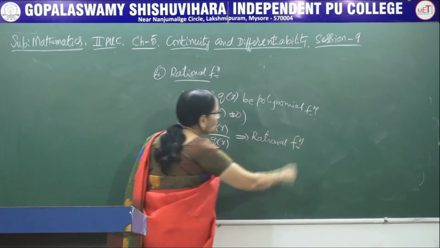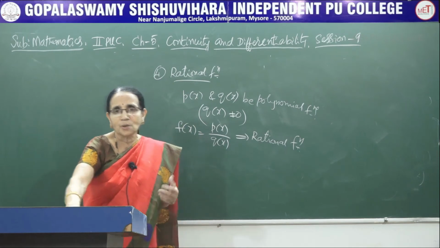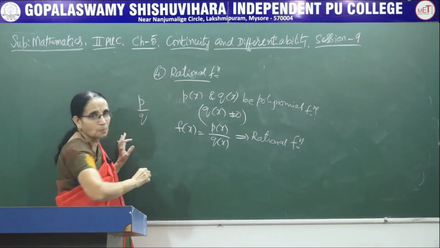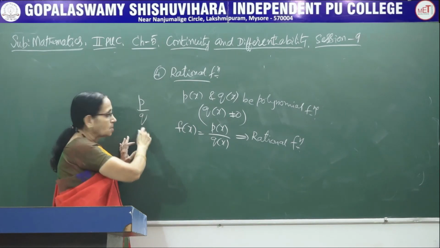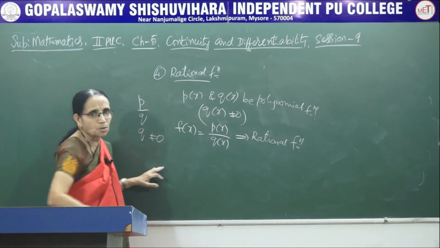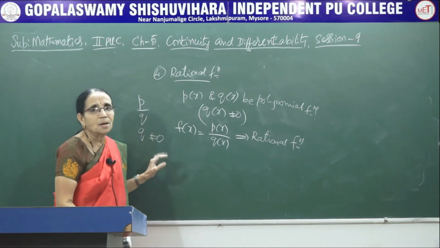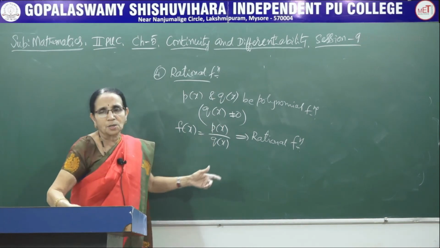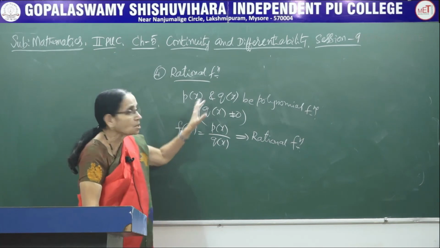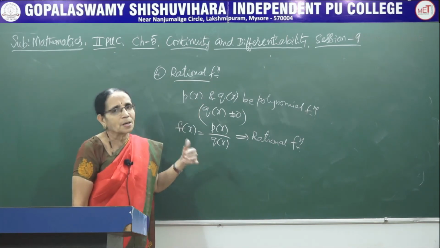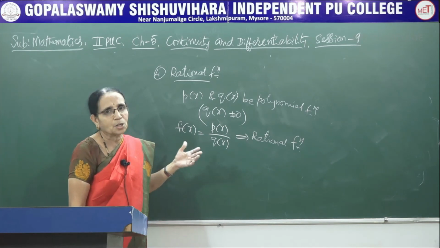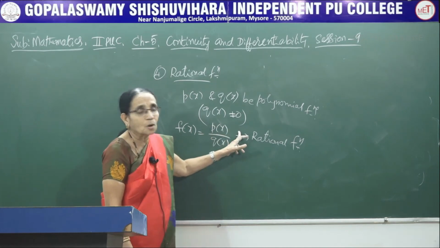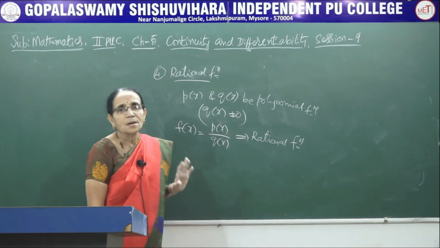You are familiar with the rational number, isn't it? In high school, we define any number of the form p by q, where p and q are integers, with the condition q not equal to 0. I hope you remember this. We call it a rational number. Here we are considering the polynomial function, so we call it a rational function. When numbers are involved, rational number. When functions are involved, rational function. So, f(x) equal to p(x) by q(x), assuming q(x) is not equal to 0, is called a rational function.